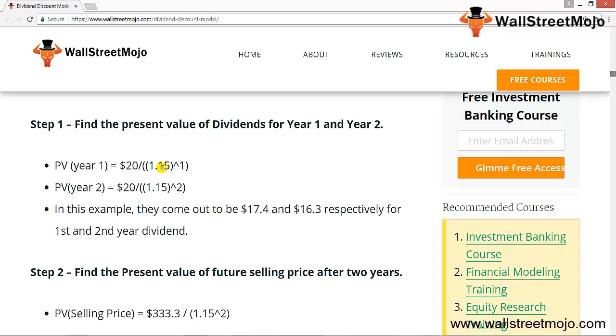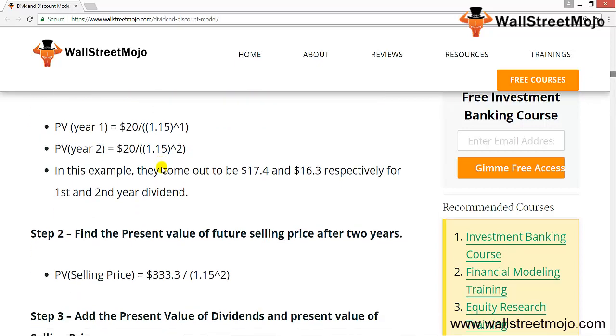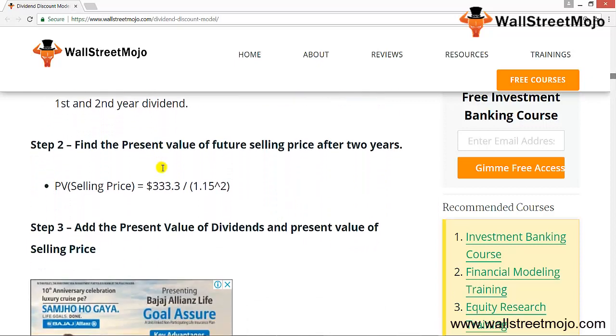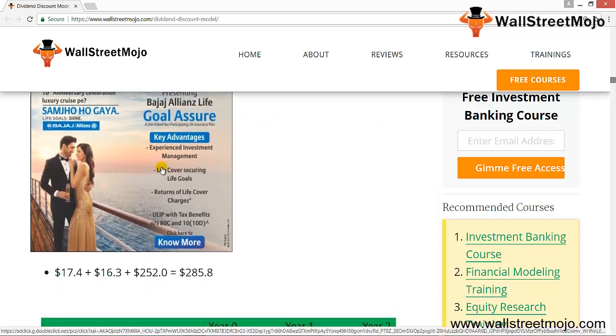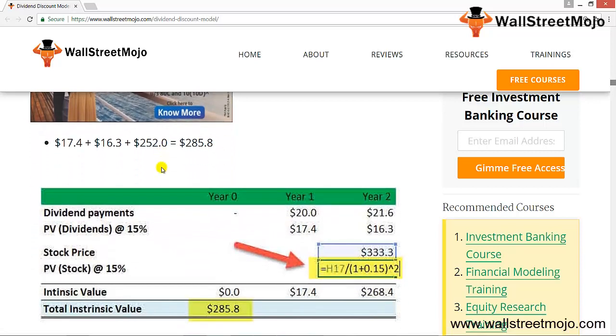Step 3 is to add the present value of all the dividends and the present value of the selling price. Once you add both of these things, what you get is the final answer. So our final answer is going to be 17.4, 16.3, and the final answer is going to be, let's say, 285.8. So let's see this in Excel and how it has been worked out.